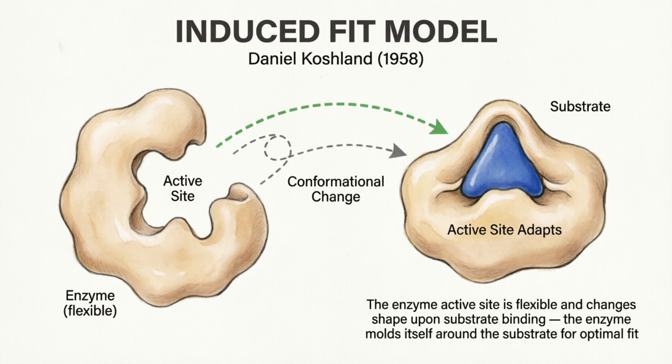The substrate is shown in vibrant blue entering from the upper right corner. The word "substrate" appears in the top right to guide your understanding. At the bottom right, a comprehensive explanation states that the enzyme active site is flexible and changes shape upon substrate binding. The enzyme molds itself around the substrate for optimal fit. This dynamic interaction is the cornerstone of the induced fit model and explains why enzymes are such efficient biological catalysts.